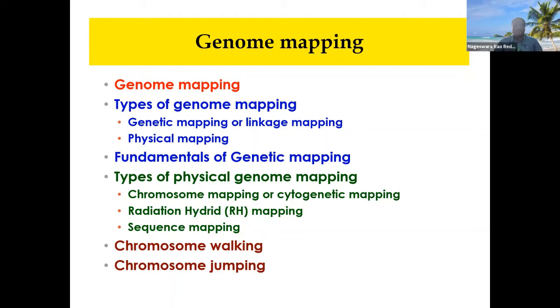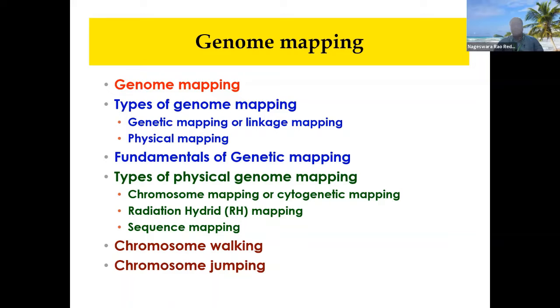It is exact. So that is why it is known as physical mapping. Again, we have three types, which are known as chromosome mapping or cytogenetic mapping, radiation hybrid mapping, and sequence mapping. We already know what chromosome mapping is.